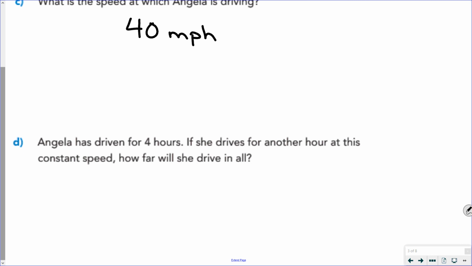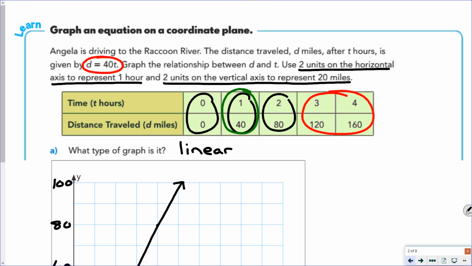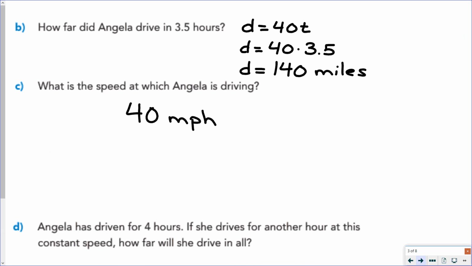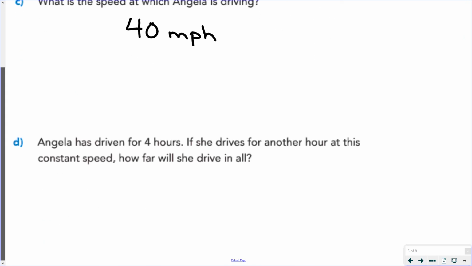Angela has driven for 4 hours. If she drives for another hour at this constant speed, how far will she drive in all? So again, we have two options. We can use the equation that we have here, or we can use our table and we can figure out, okay, well, this is how far we go. We know she goes 40 miles per hour. How far would she go in another hour? So there's a couple different ways, again, that we could answer this question.